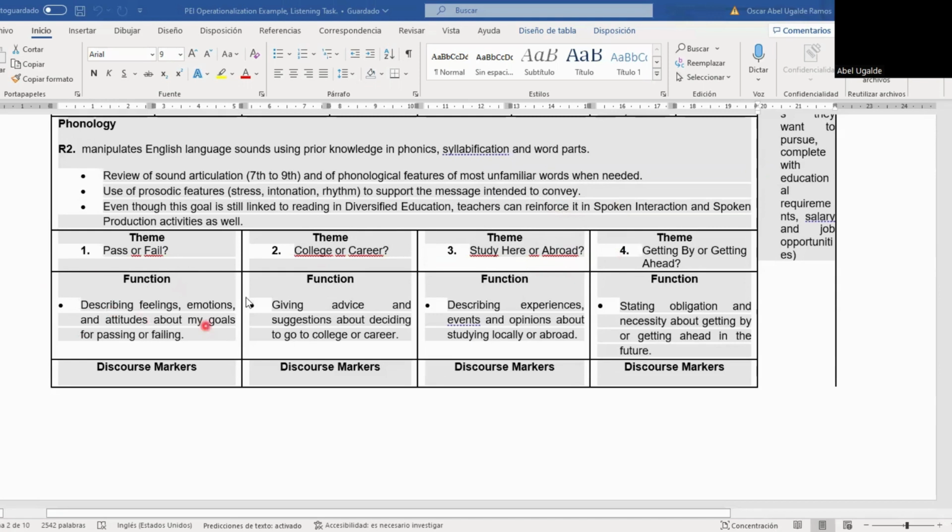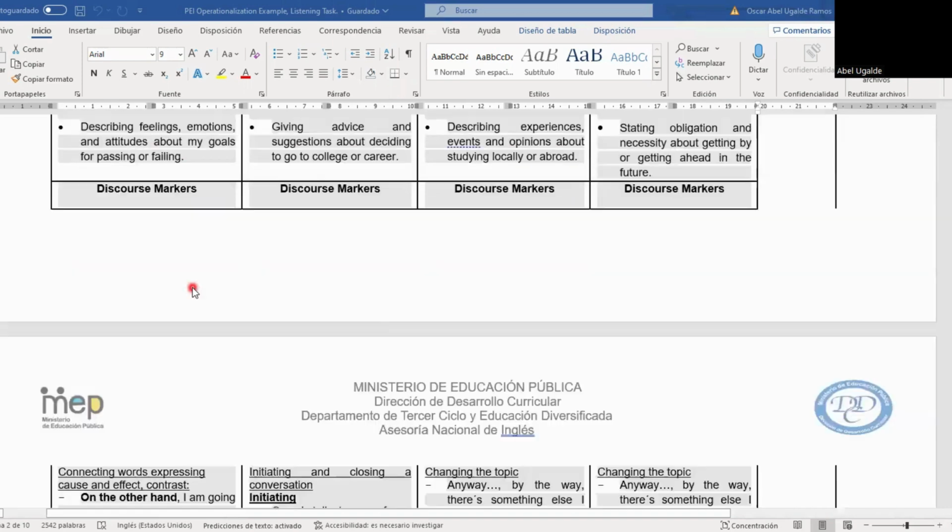So in this first unit, we have a theme, which is pass or fail. And the function is the center. I would say, and I continue saying, that it's the most important part of the plan because it's telling you what you want to develop in your students. In this case, describing feelings, emotions, and attitudes about my goals for passing and failing.